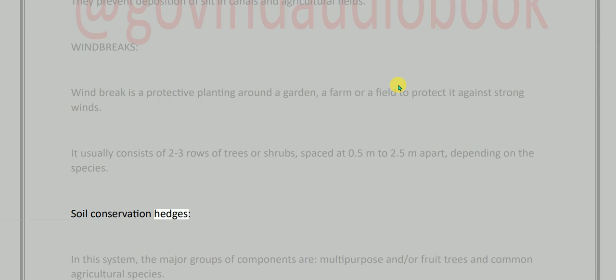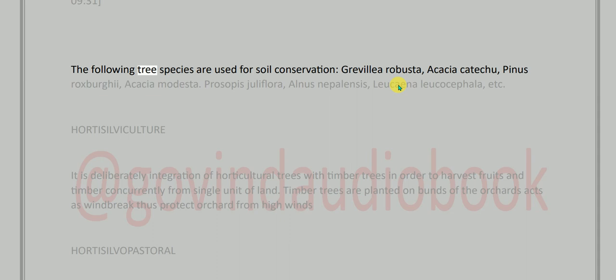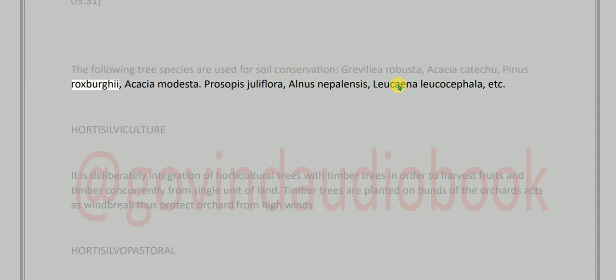Soil conservation hedges. In this system, the major groups of components are multipurpose and or fruit trees and common agricultural species. The primary role of multipurpose fruit trees and agricultural species is soil conservation and provision of various tree products. The following tree species are used for soil conservation: Grevillea robusta, Acacia catechu, Pinus roxburghii, Acacia modesta, Prosopis juliflora, Alnus nepalensis, Leucaena leucocephala, etc.